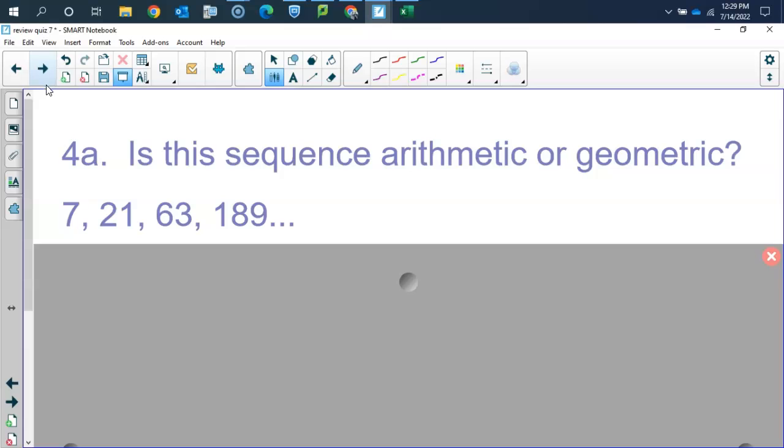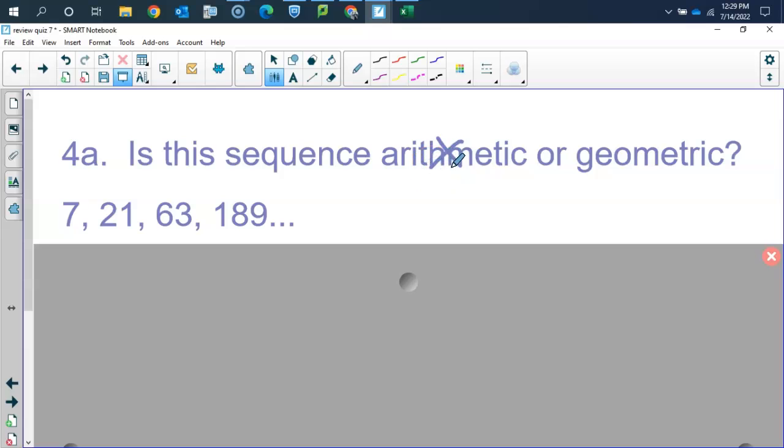Okay, 4. Is this sequence arithmetic or geometric? Go. Well, if I check arithmetic first, 7 plus 14 is 21. If you don't know that in your head, do 21 minus 7 and you get 14. Now, if I add 14 to 21, I get 35. My next number is not 35. So right away, I'm thinking it's probably not arithmetic.